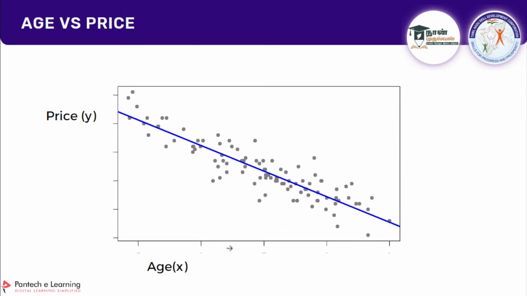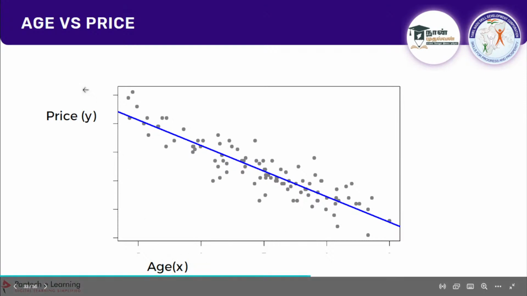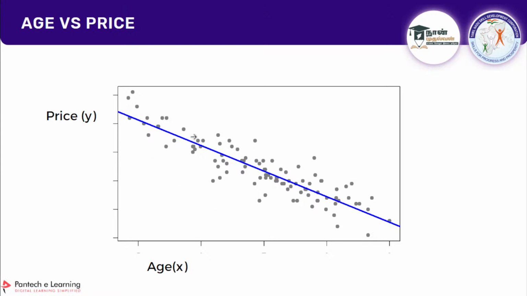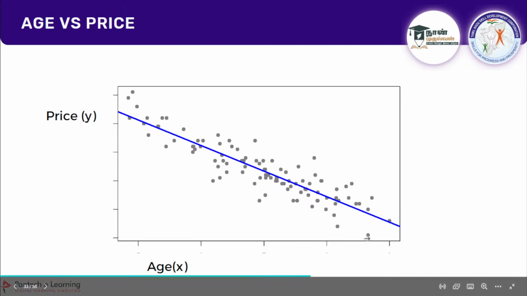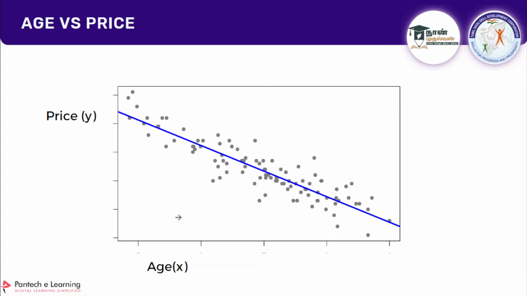So I'm just plotting it. Value of X here, value of Y here. I can see that when the age is increasing, the value of Y is decreasing. So I can draw a straight line. See here, age versus price. The value of X is increasing and the value of Y is decreasing. So this is a negative correlation. Clear guys what is happening here?